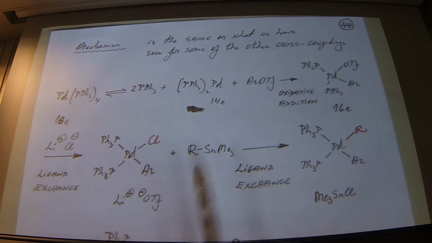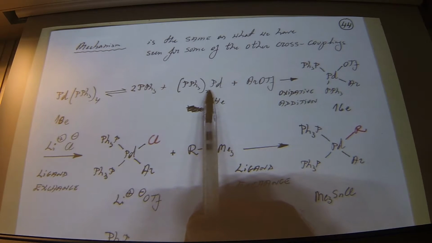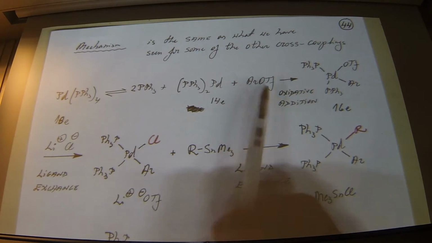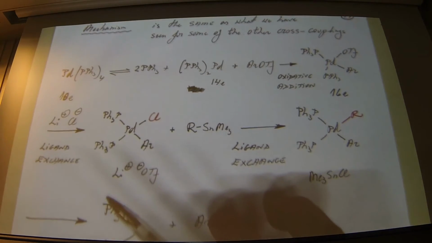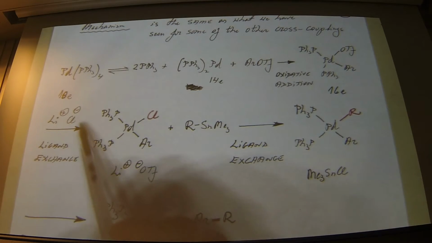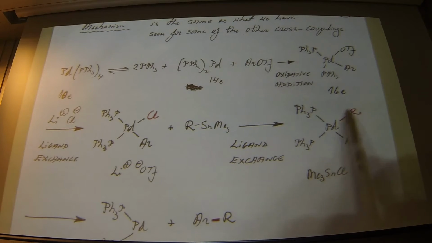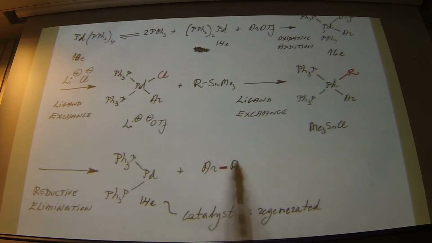So we talked about the Stille reaction. The Stille reaction is the same as all of these. You end up generating your 14 electron species. The Stille reaction works with aryl bromides or iodides, rarely with chloride. It also works with triflates. So you get your oxidative addition, then you get a ligand exchange. The tin compound does another ligand exchange, and then reductive elimination gives you your product.